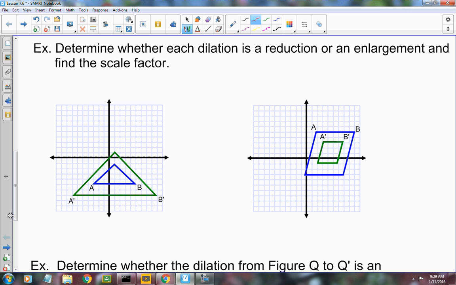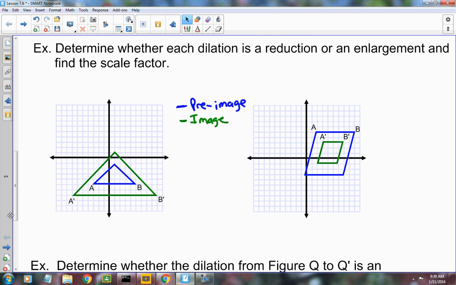So if I look at these here, I want to determine whether each dilation is a reduction or an enlargement, and we want to find the scale factor. Now you can kind of just look at it to determine if it's a reduction or an enlargement, but notice that the blue is just my A and my B, and the green is my A prime B prime. So in this case, the blue is my pre-image, and the green is my image, okay? And remember, your scale factor is image over pre-image.